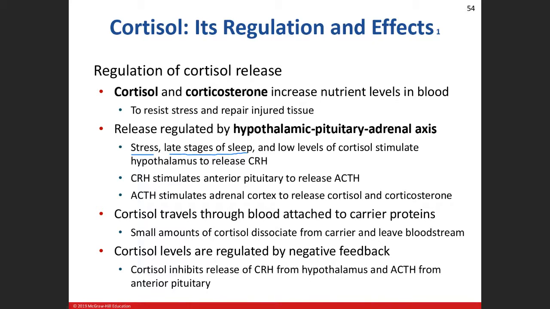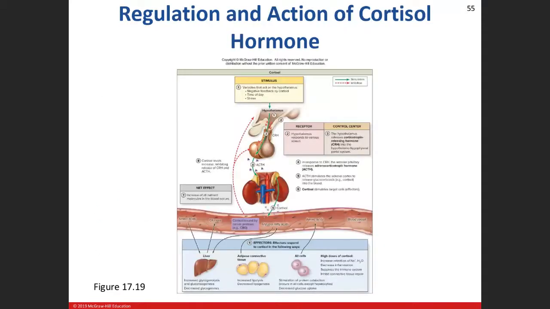All right. Hypothalamus. When there are stressful situations, when you're in the late stages of sleep, or when you have low cortisol, the negative feedback loop, okay? When that occurs, your hypothalamus releases CRH, which will then stimulate the anterior pituitary to release adrenocorticotropic hormone. ACTH then is going to stimulate the release of cortisol and corticosteroid. So that's what this slide is going to show you.